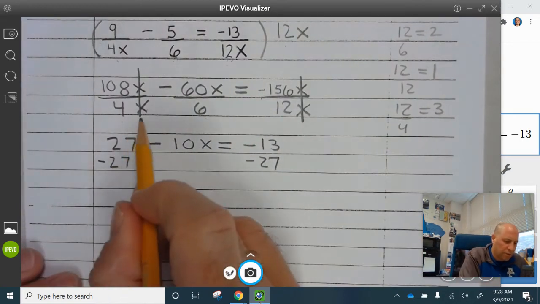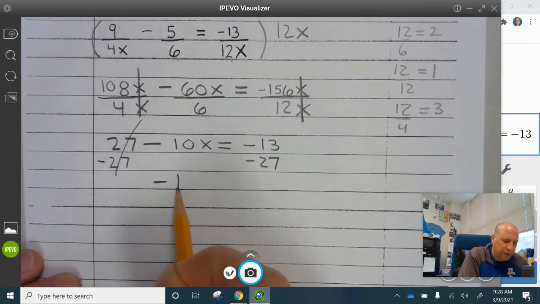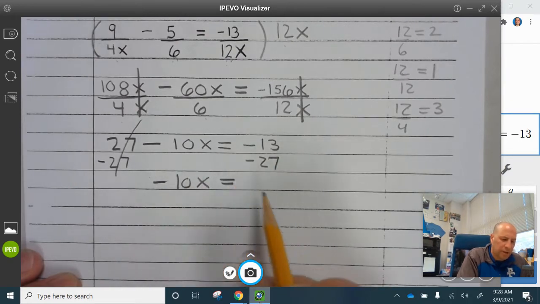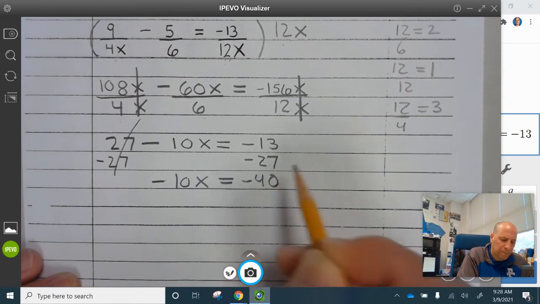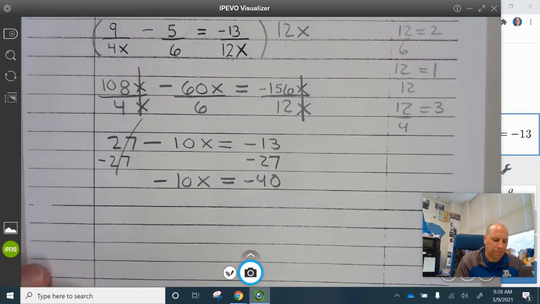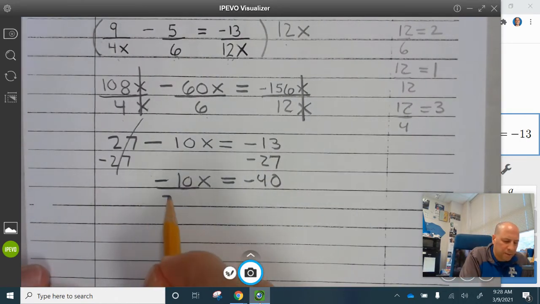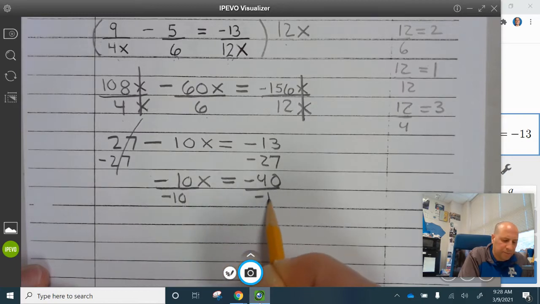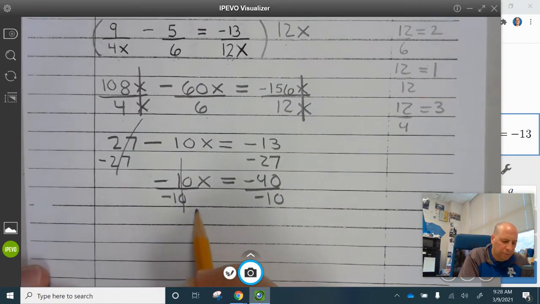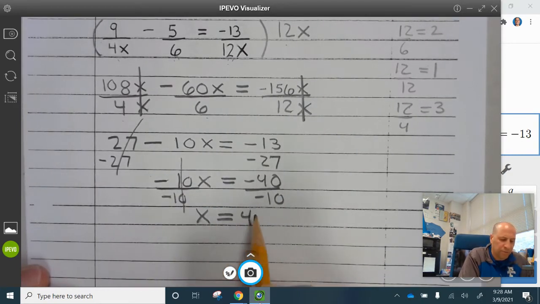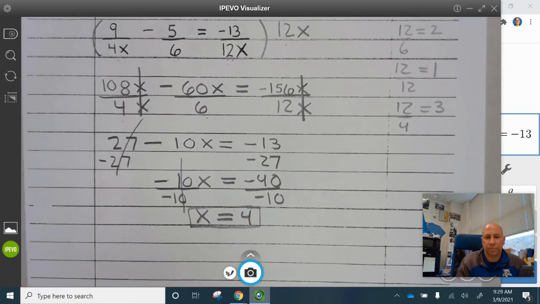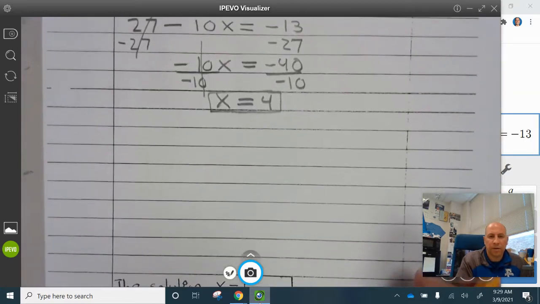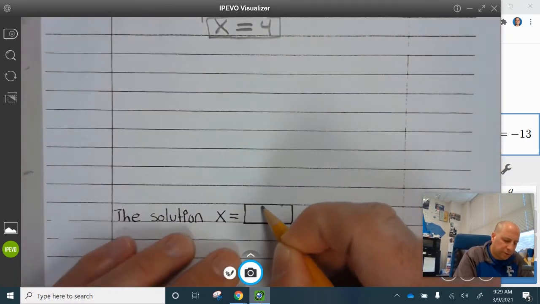Well, that cancels. You're left with negative 10x equals negative 40. And then you divide both sides by negative 10. That divides and becomes 1. x equals 4. So the solution is x equals 4.